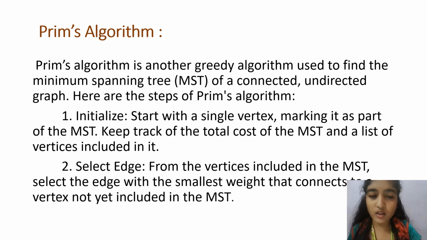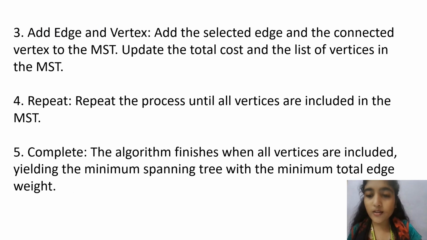The second step is select the edge. From the vertices included in the MST, select the edge with the smallest weight that connects a vertex not yet included in the MST. The third step is add edge and vertex. Add the selected edge and the connected vertex to the MST. Update the total cost and the list of vertices in the MST. The fourth step is repeat. Previously I mentioned three steps, right? So we repeat those three steps in this fourth step. Then the fifth step is the final step, complete. The algorithm finishes when all the vertices are included, yielding the MST with the minimum total edge weight.